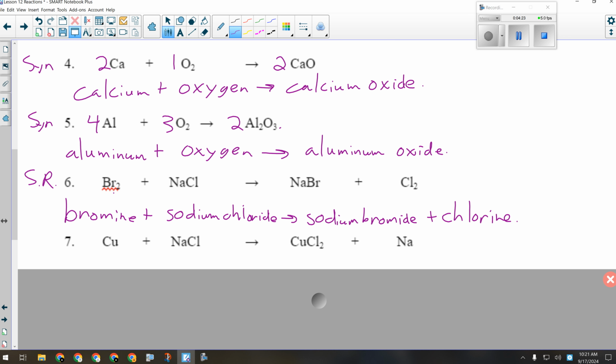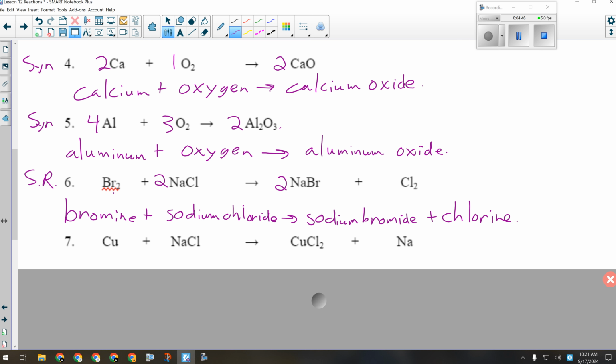Okay. So I've got 2 bromines here, but I've only got 1 in the product. So what do I need to put right here? Okay. When I do that, does that give me 2 sodium as well? Yeah. Okay. So I have to go back over here and correct the sodium. When I do that, it throws my chlorine off, or does it? No, it finishes the reaction for me, and now I'm all done. Okay. Everybody all right with that one?